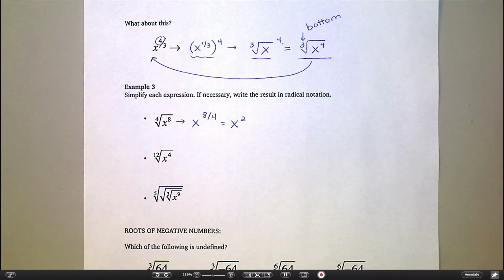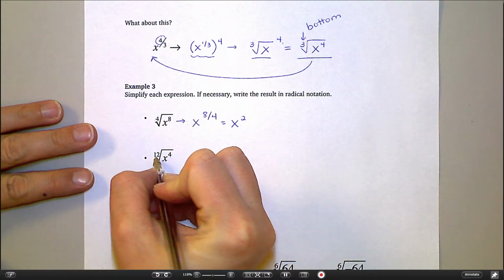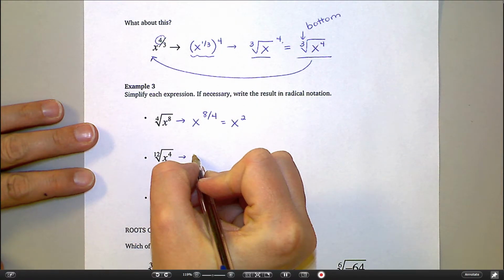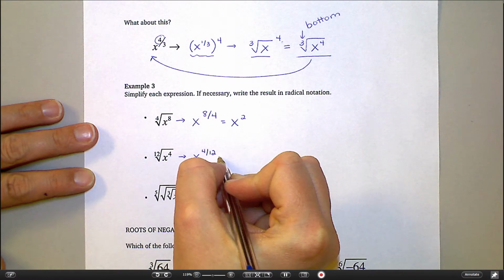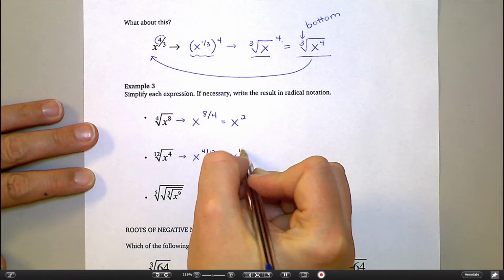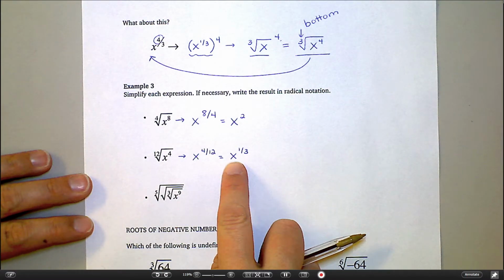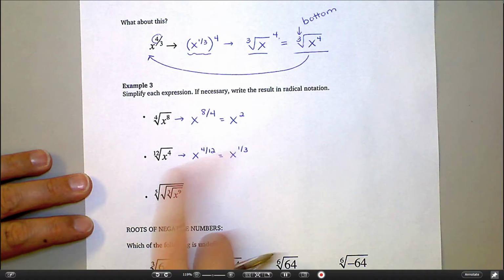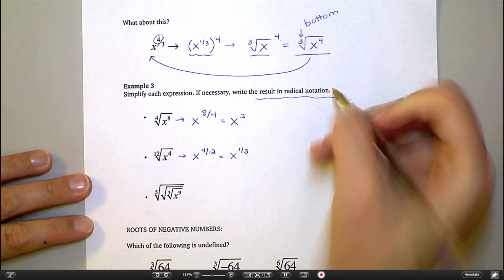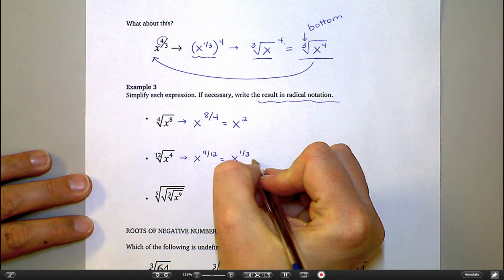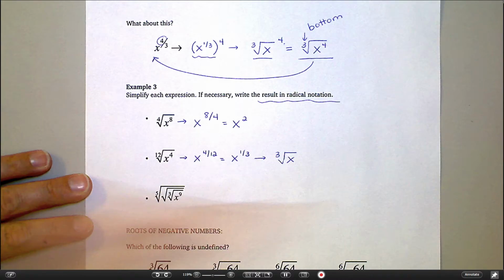For the next one, remember to stack them in the right order. This is top and this is bottom. So I would say x to the power of 4 over 12, which reduces to 1/3. And then from here, we just want to pay attention to our directions. Do we want to leave it like that, or do we want to rewrite it back in a radical? This up here says write the result in radical notation. So I want to turn this x to the 1/3 back into a cube root of x.